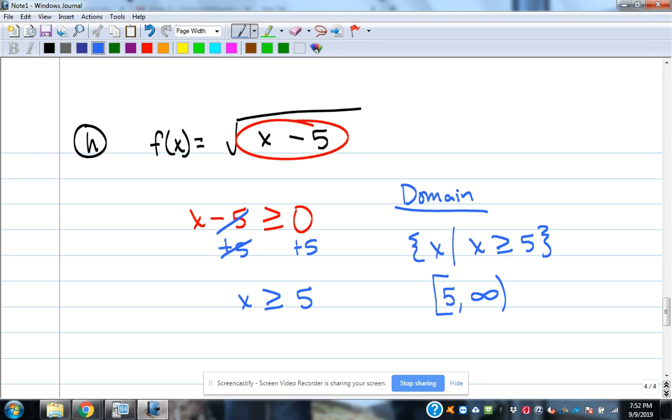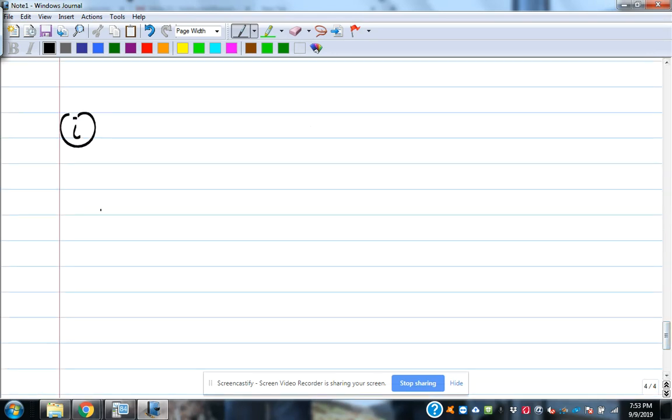Okay? We're finding the domain of a function with a square root in it. Okay? Take whatever's under the square root, set it greater than or equal to 0. Solve it. That's going to give you your domain. All right, let's do one more of those. And maybe 2 more. I don't know.